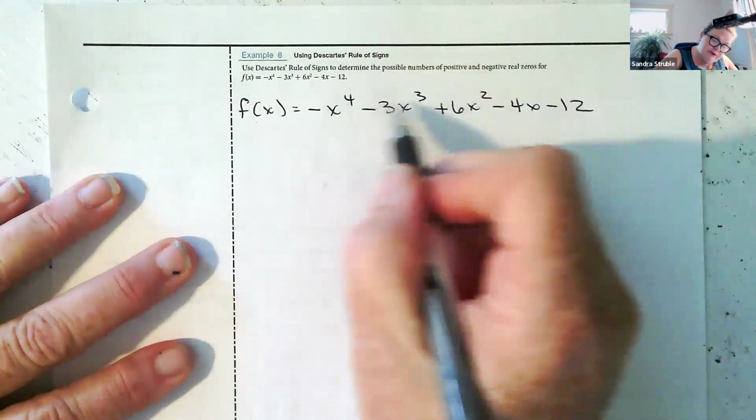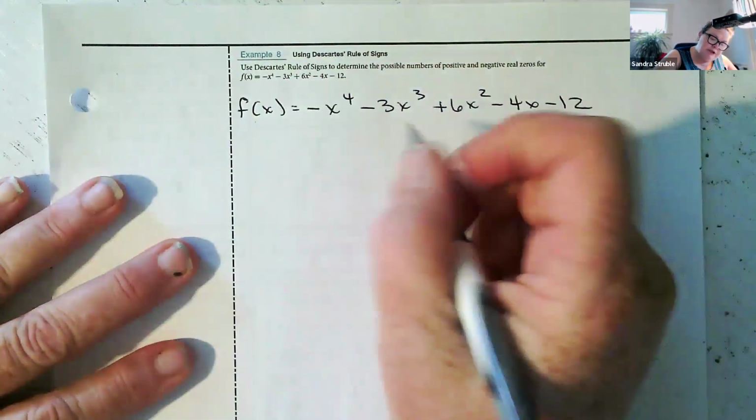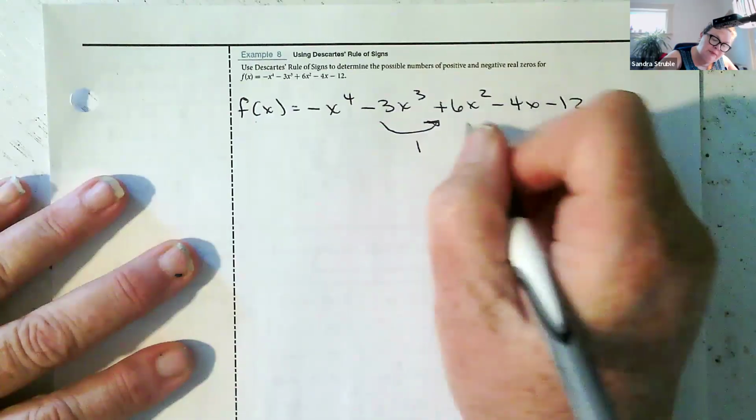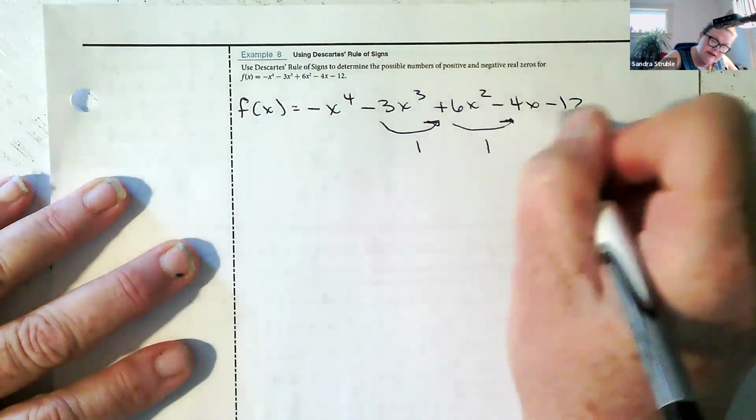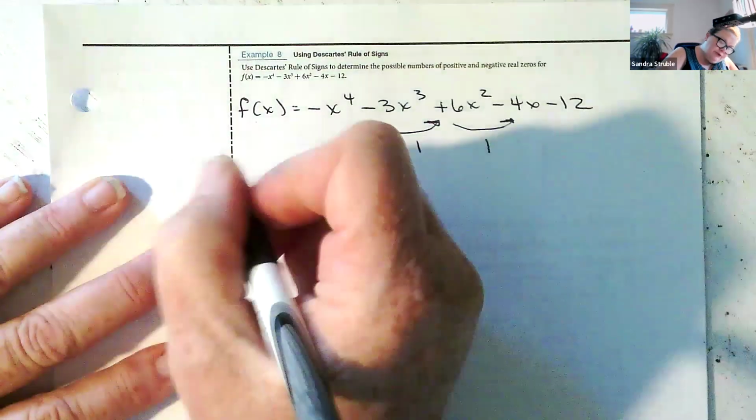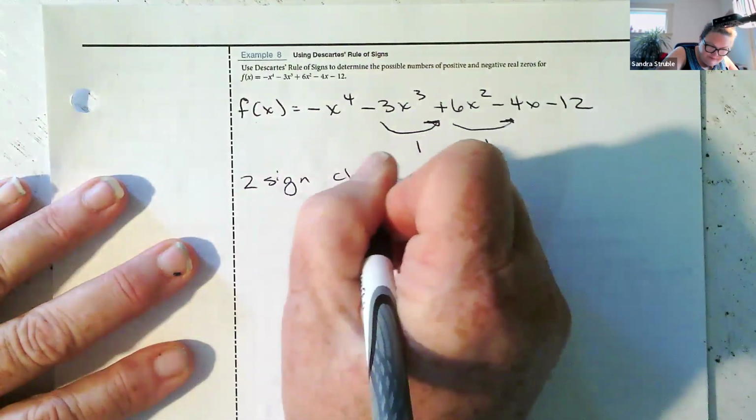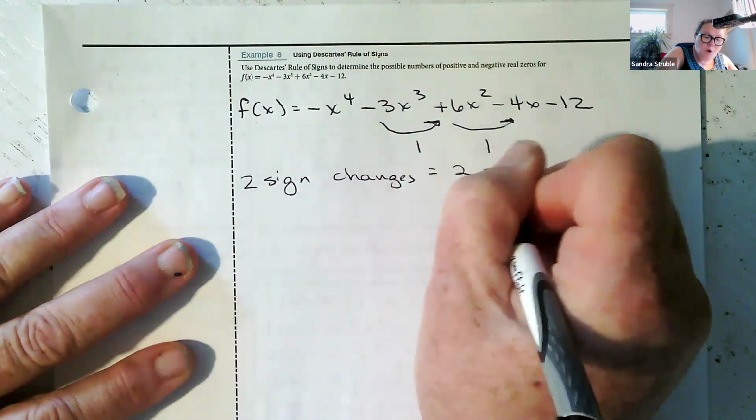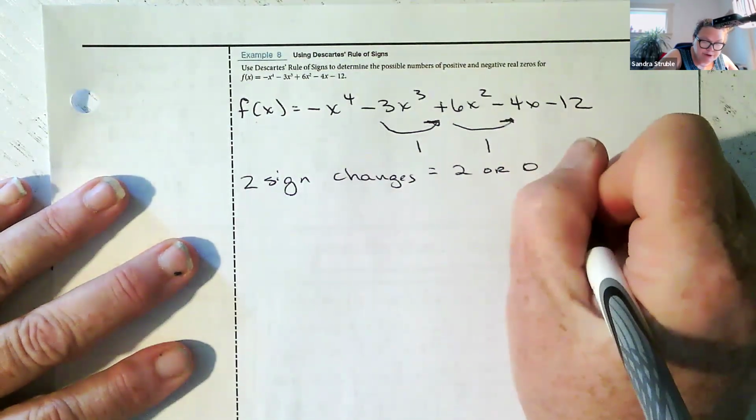Okay. 4, 3, 2, 1. They're all represented. Negative to negative, no changes. Negative to positive, there's a change. Positive to negative, there's a change. And then negative to negative, so 2. So if there's 2 sign changes, this is equal to 2 or 0 positive real roots.